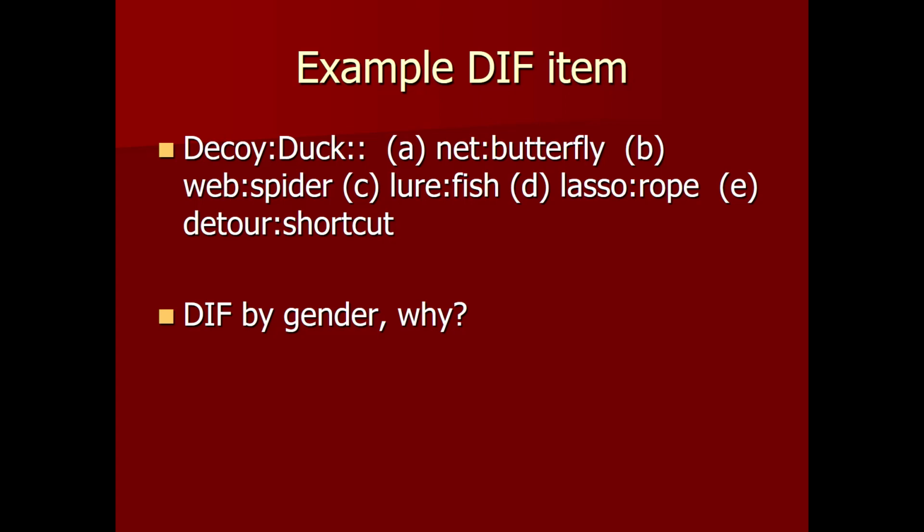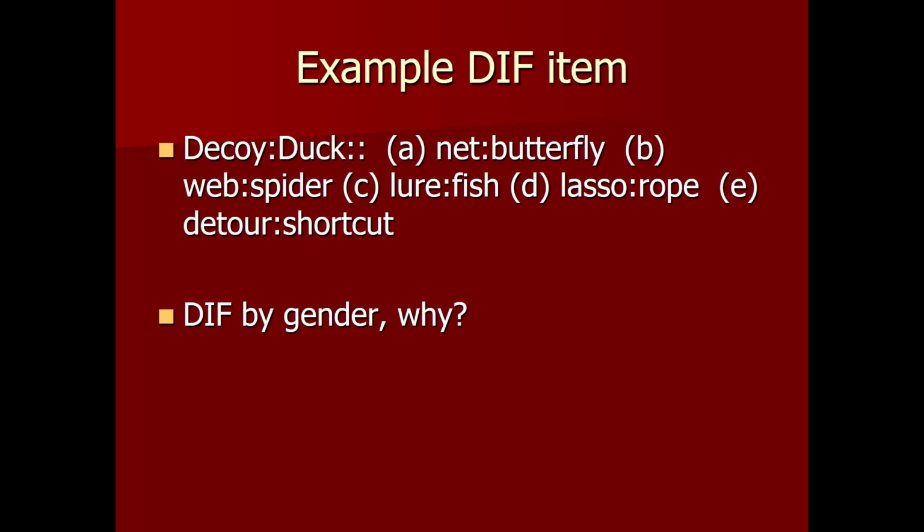This is a word analogy item where decoy is to duck as: A, net to butterfly; B, web to spider; C, lure to fish; D, lasso to rope; E, detour to shortcut. And the answer is lure is to fish. And this item has DIF by gender. As you can probably tell, one of the things this item is measuring is not just your verbal reasoning ability, but also your knowledge of hunting, specifically for ducks, and fishing. And if you didn't know what a fish lure is, you're not going to get this item right.